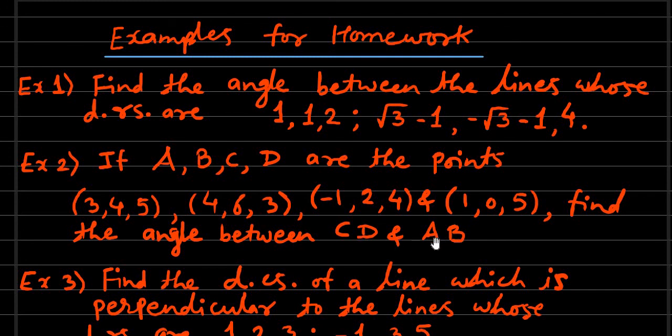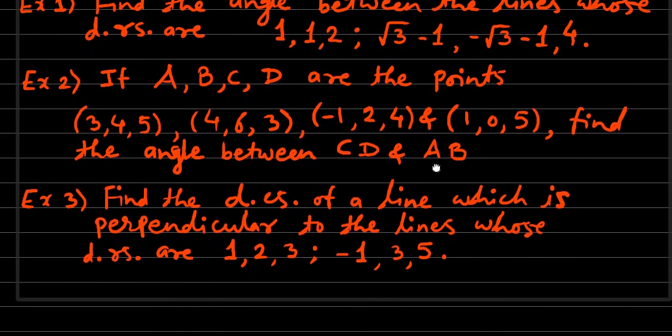Similarly, the direction ratios of line AB will be 4 minus 3 means 1, 6 minus 4 means 2 and 3 minus 5 means minus 2. Means direction ratios of line AB will be 1, 2, minus 2. And obviously as the direction ratios of both the lines AB and CD are known, as I have told just now, you can use the formula which you are going to use in the first example. The same formula can be used for finding the angle between lines AB and CD. So this is also a simple example.